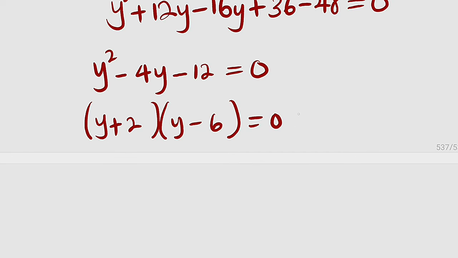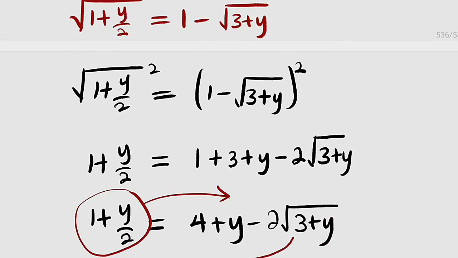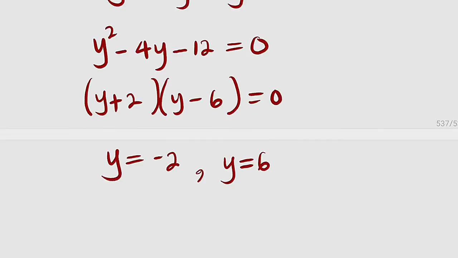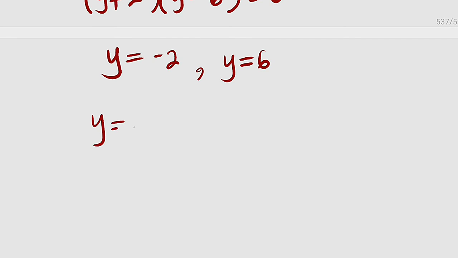If you set y plus 2 equal to 0, it implies that y is equal to negative 2, or y equal to 6. But remember that our equation was in terms of x. We substituted y to be something, remember here. We let y be equal to log of x with the base of 0.2. I have already solved this equation. I know that y equal to 6 will not work, but we're going to test it later.